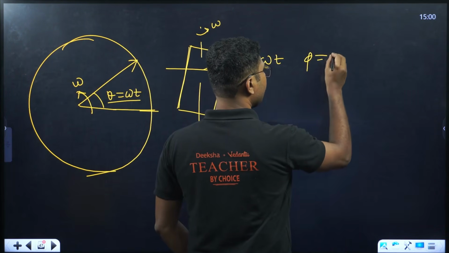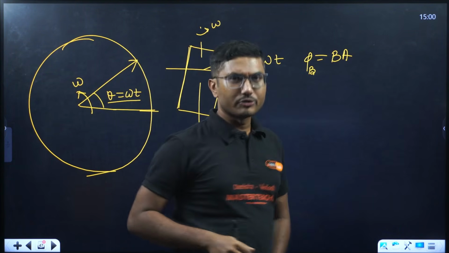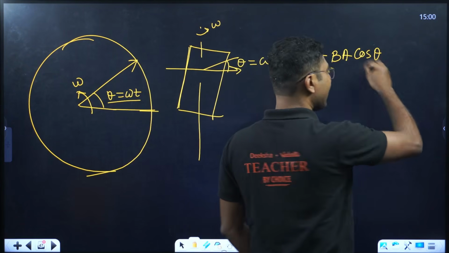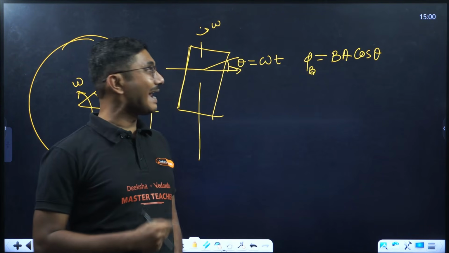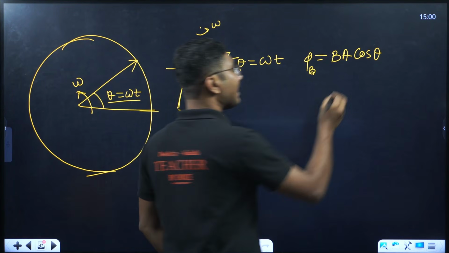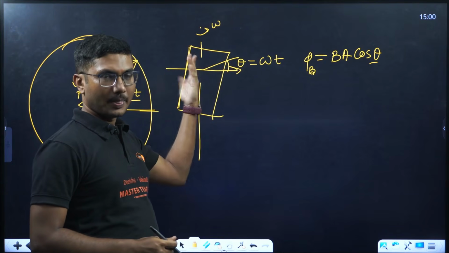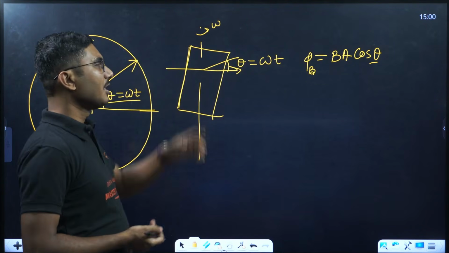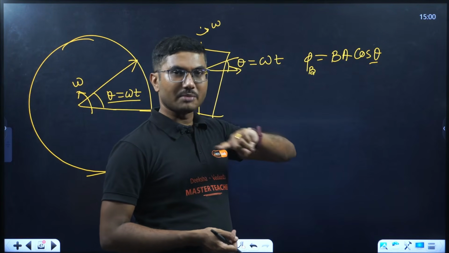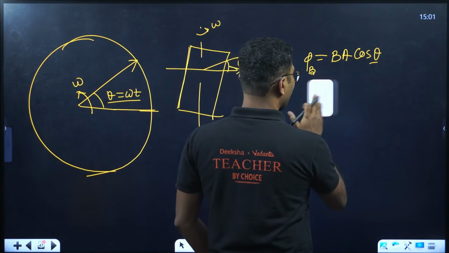Normally flux linked is BA, but because the angle is changing, we also have to use the cos theta component. It is time varying, as theta is changing with time. B and A are constant here, only theta is changing with time. As it is rotating like this, theta is changing, and because theta is changing, the flux will also change. Flux changes means induced EMF will be produced. So this is the flux linked. We are assuming only one coil.